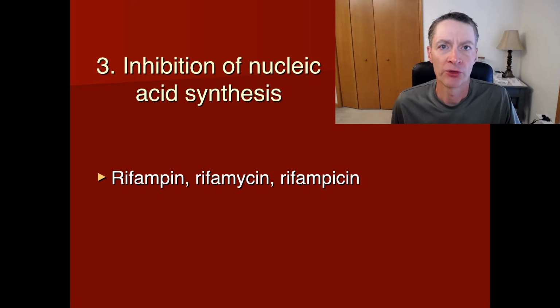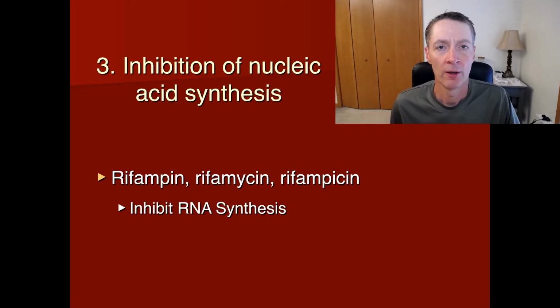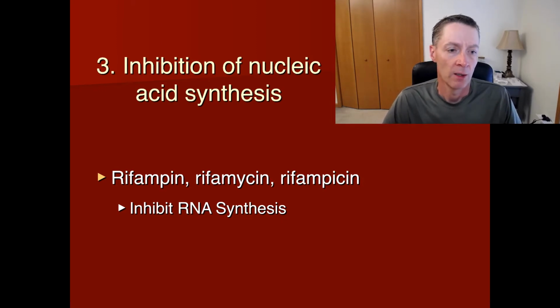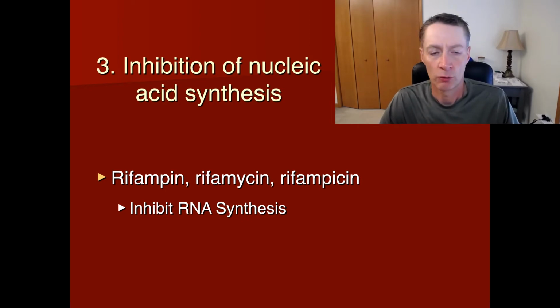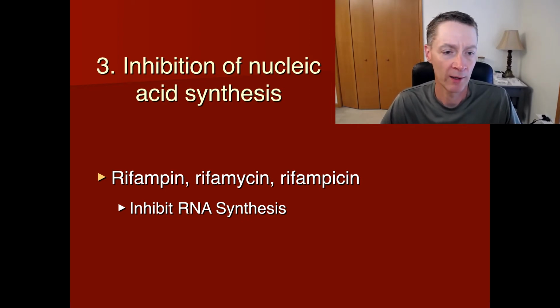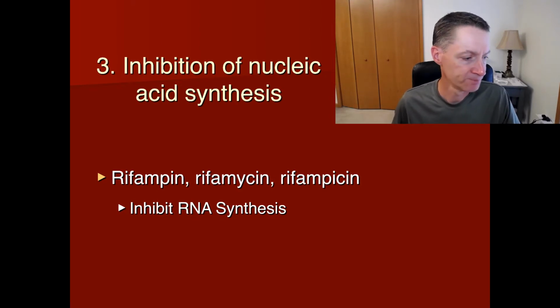But we'll start with those that start with RIF in their names, and it's kind of handy because the R will help us to remember that these inhibit RNA synthesis. Okay, so the RIFs: rifampin, rifamycin, rifampicin, right? These are all going to inhibit specifically the RNA synthesis. Now, it's true that RNA ultimately leads to a protein, but that's not how we categorize these particular drugs. They're in a nucleic acid synthesis category, okay?